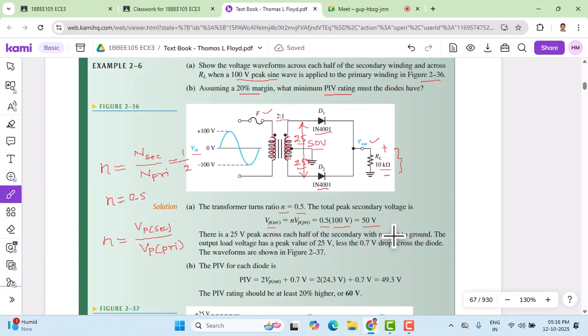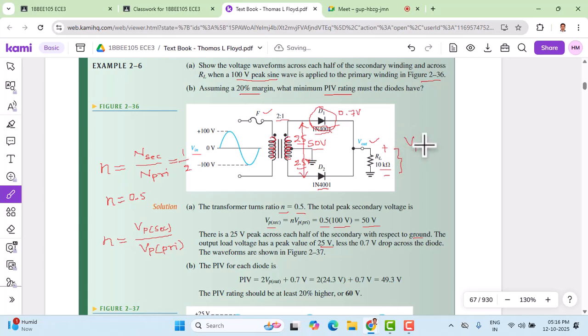That's what we calculated with reference to the ground. So the output voltage has a peak value of 25 volts, and now because of the diode drop, we need to subtract it in order to calculate Vp out here. Suppose it is an ordinary diode, then we should consider 0.7 volt as the drop across it. Once we subtract 0.7 volt from 25 volts, that gives me 24.3 volts. That's going to be the Vp across RL.